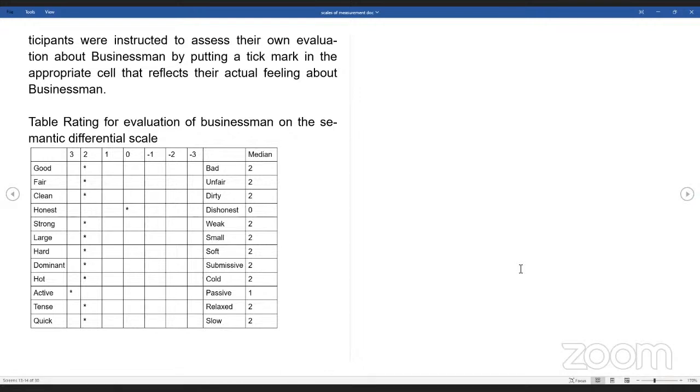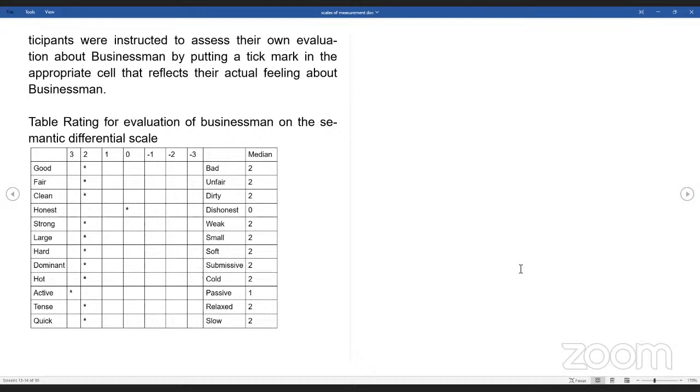So here you can find the scale is from +3 to -3. +3 is good, -3 is bad. You can present the data in random order also, but in scoring you have to take much interest, and you have to arrange the data. So this is good, bad, fair, unfair, clean, dirty, honest, dishonest, like that.